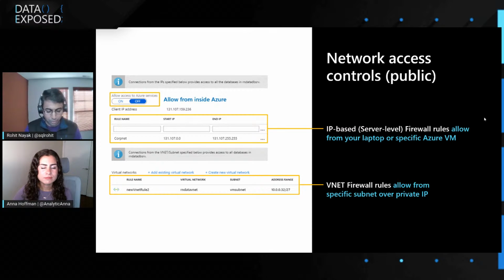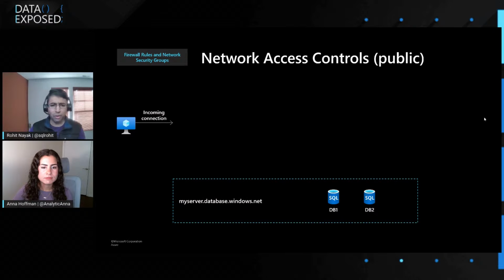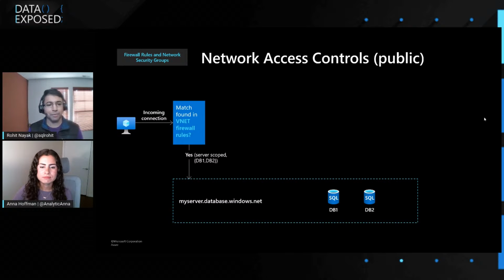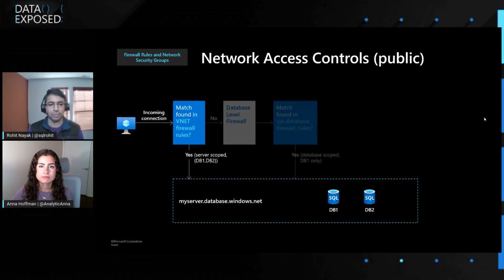So now, let's briefly talk about how these various network access controls are evaluated. For an incoming connection, the first thing we check is, do we have a match in the VNet firewall rules? Because clearly this is traffic that is coming from inside Azure from a subnet. So we want to prioritize that, right? And if a match is found, then yes, you have access to the entire server in the sense that you can connect to any database below the server.